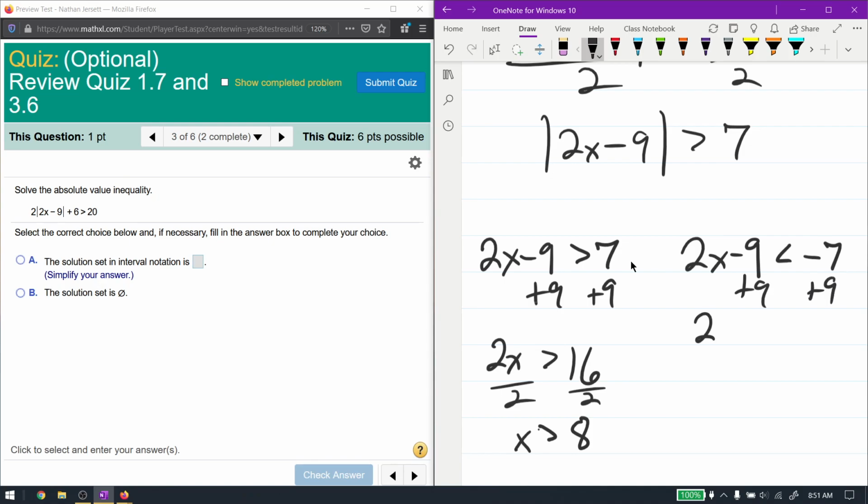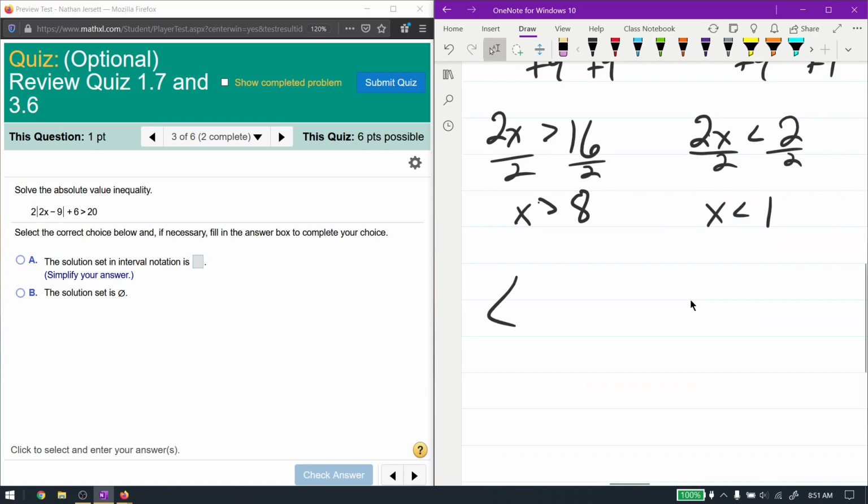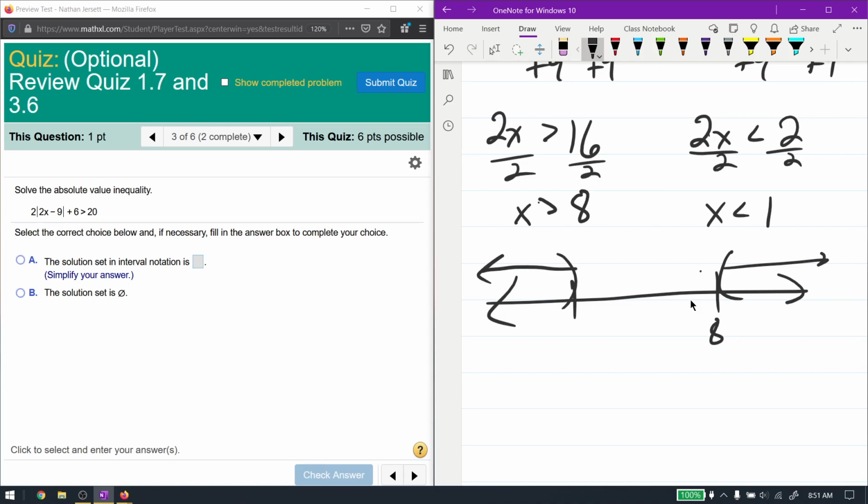Here we have -7 plus 9, so this is going to be 2 divided by 2. X is less than 1. So we have two separated inequalities here. X is greater than 8, so 8's up here. X is greater than it, so it's going to be a parenthesis because it does not include 8. Then x is less than 1, like that. So that's what we have here.